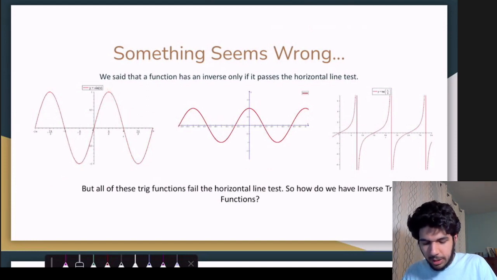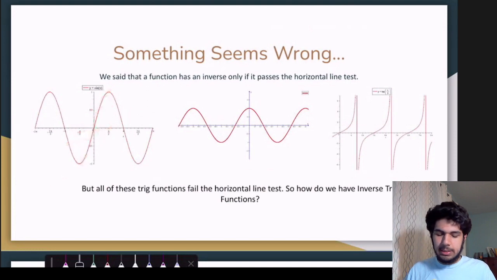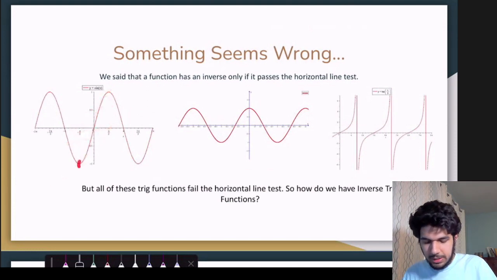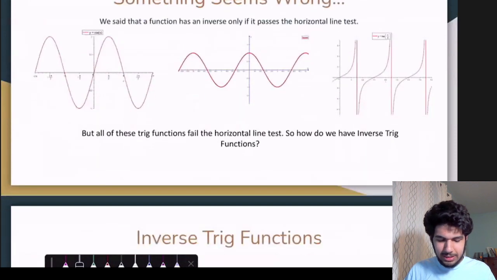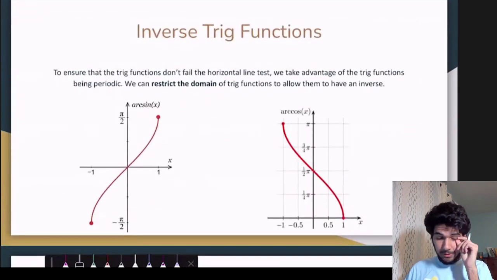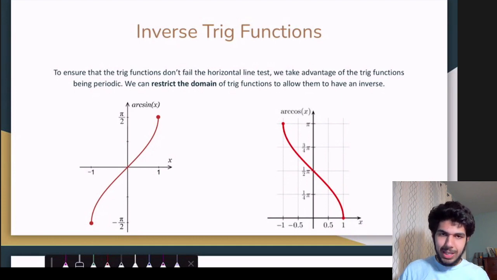And we can say that, okay, within these bounds, this does not fail the horizontal line test. So we have this little bit which repeats itself over here, but it's also flipped here. Hopefully that made sense. But this is a little bit more specific. So to ensure that trig functions don't fail the horizontal line test, we'll take advantage of the periodicity, and we'll restrict the domain of the trig functions to allow them to have an inverse.